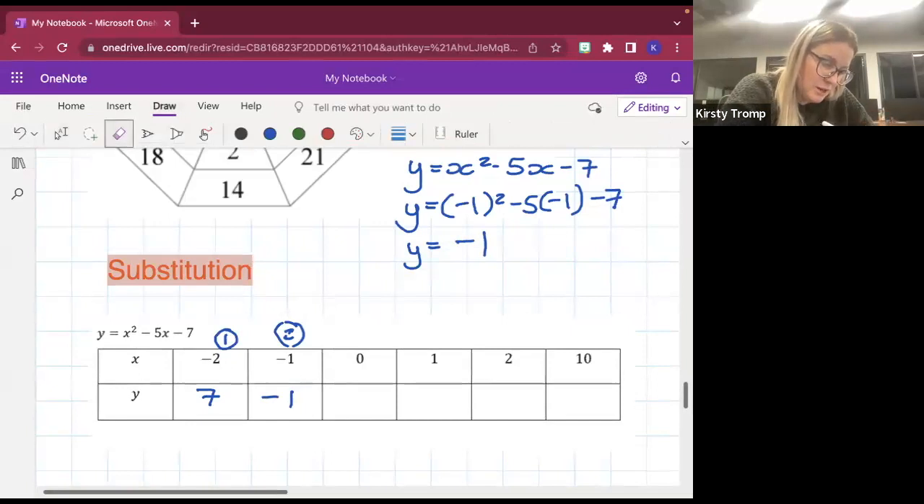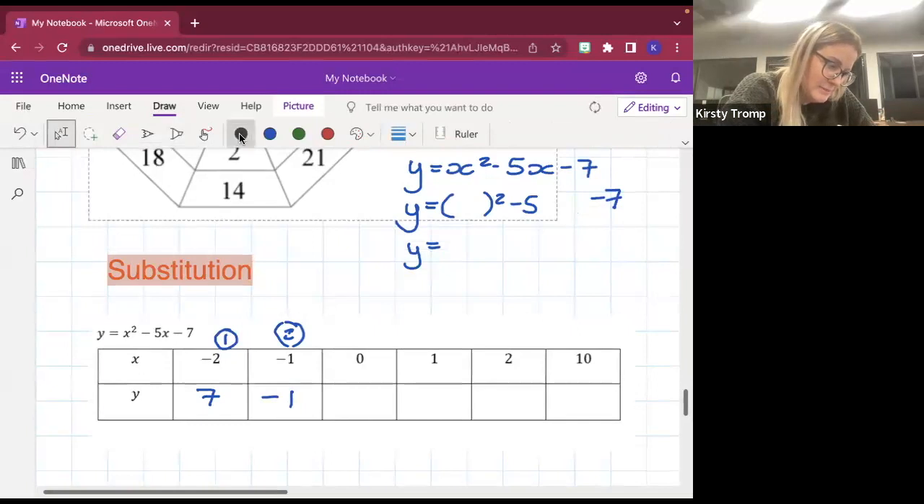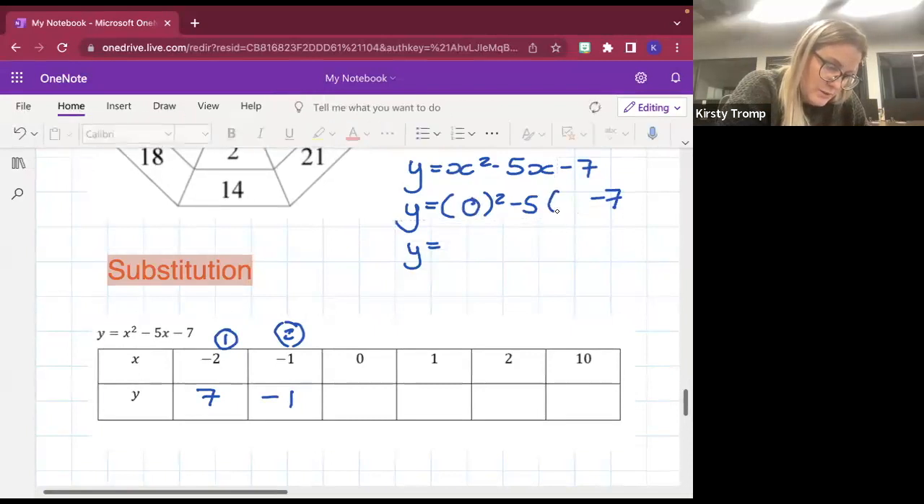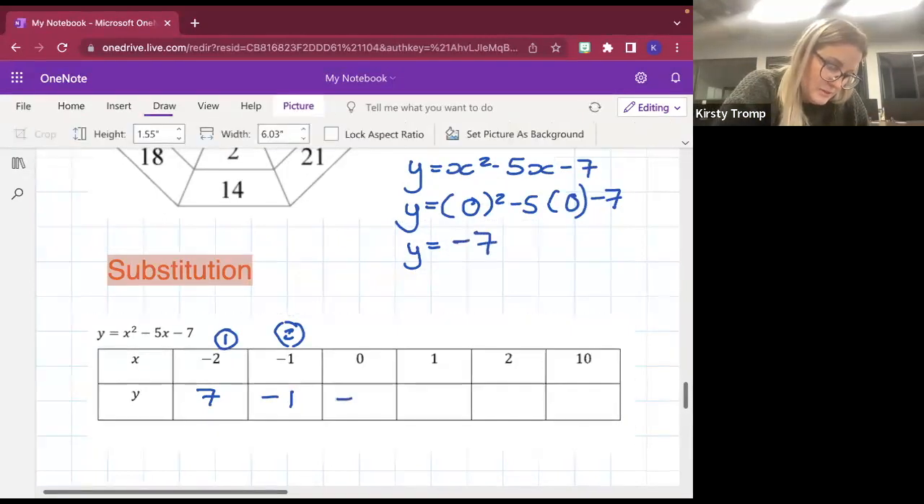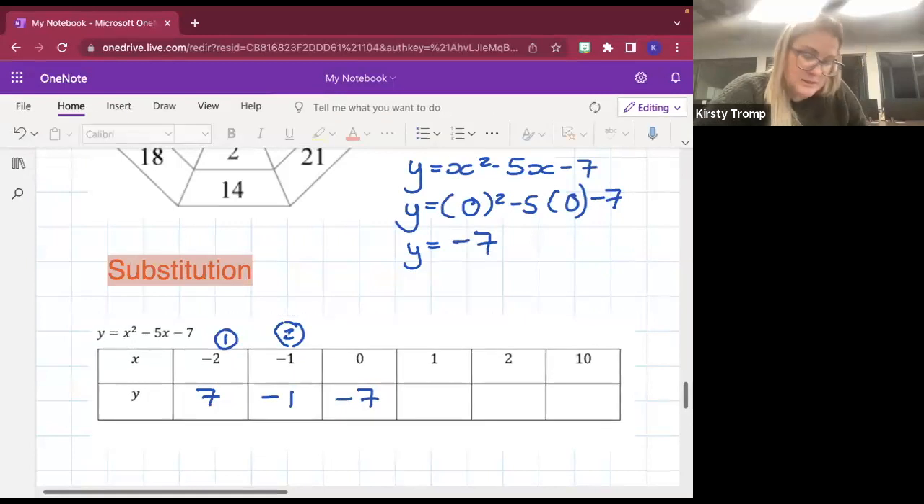Moving along. My next substitution they gave me was 0. So I'm going to put in a 0 instead of seeing my x this time. Once again, you're going to put it into your calculator. 0 squared gives me 0. Negative 5 times 0 is 0. And minus 7 will give me minus 7. So negative 7.